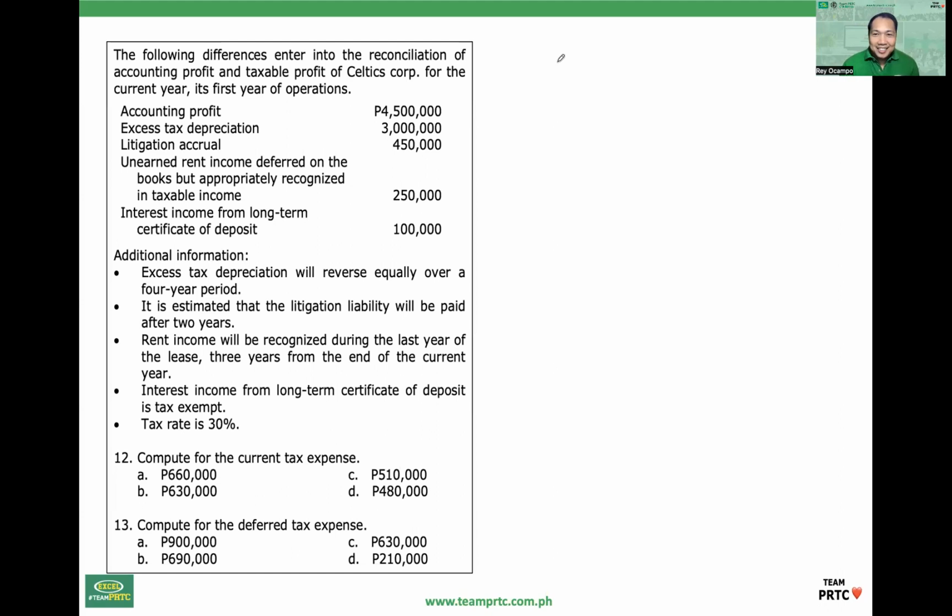Okay, class, let's continue. So number 12 and 13. As noted earlier in the previous problem, given ang taxable profit, kaya madali nating na-compute yung current tax expense. Given din yung differences, so kaya mabilis natin na-compute yung deferred tax asset and liability. So this time, tayo mag-identify. So again, this is the template.